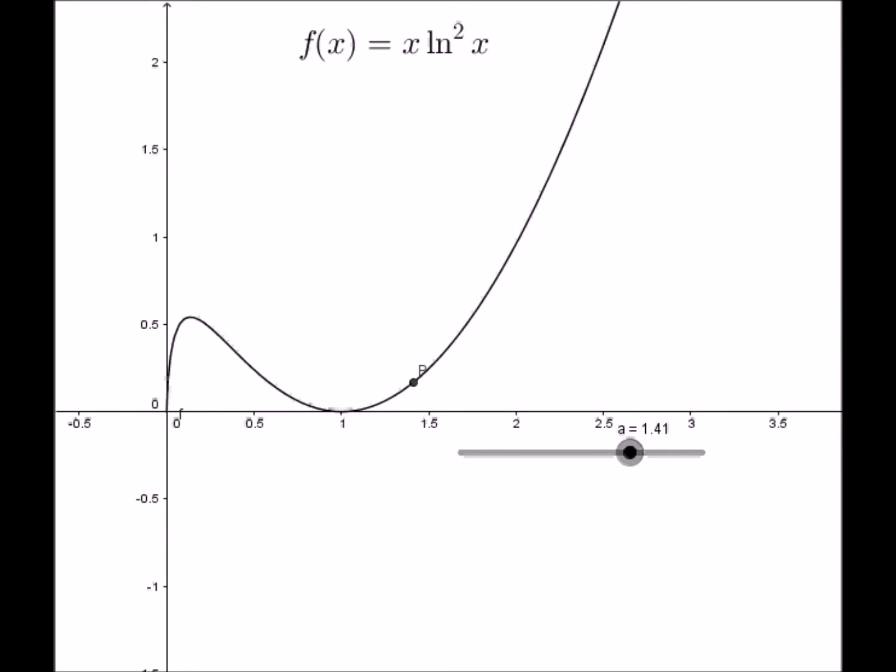So this graph shows you the function f of x equals x ln squared of x. And as you can see, as we're approaching 0, the function is getting closer and closer to 0, even though it's not defined at 0. So I can show you this by moving P along the curve, and as you can see, its y-coordinate is getting closer and closer to 0 as its x-coordinate is getting closer and closer to 0, which shows that the limit at 0 is 0 as well.